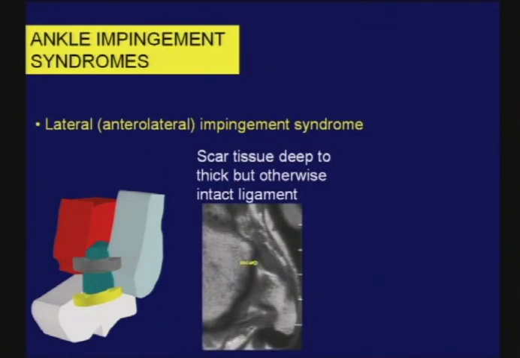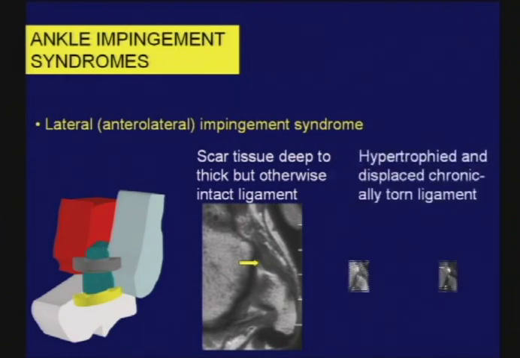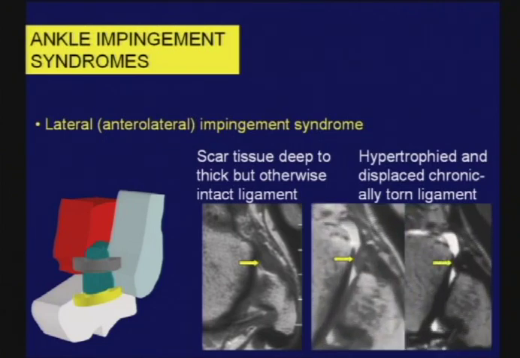There was an article by David Rubin a number of years ago indicating that the only true finding of anterolateral impingement was scar tissue shown here deep to a thick but otherwise intact ligament, and that by comparison, the finding of a torn ligament, as shown here, which is interposed between the fibula and talus, although clinically significant, should not be regarded as the pathologic finding indicative of this impingement.